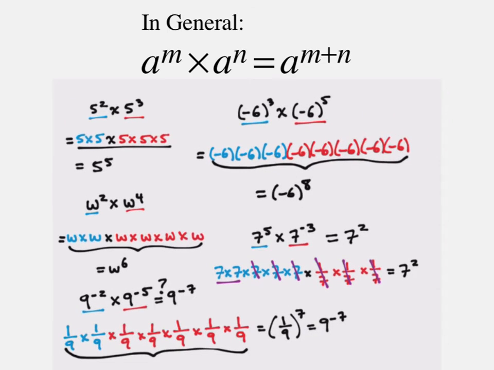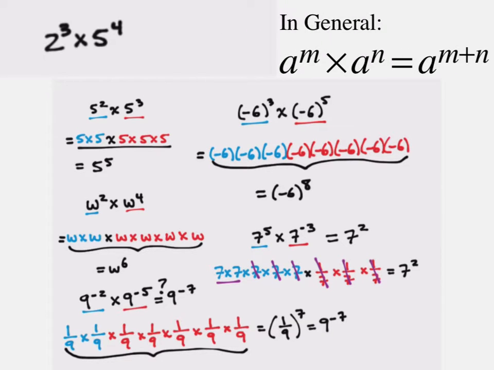And in general, for any real numbers a, m, and n, a to the m power times a to the n power will just equal a to the power of m plus n. That is, if you're multiplying two exponential expressions together having the same base, all you gotta do is add their exponents. And like we just said, it's really important that these bases are the same in order for us to be able to use this property.